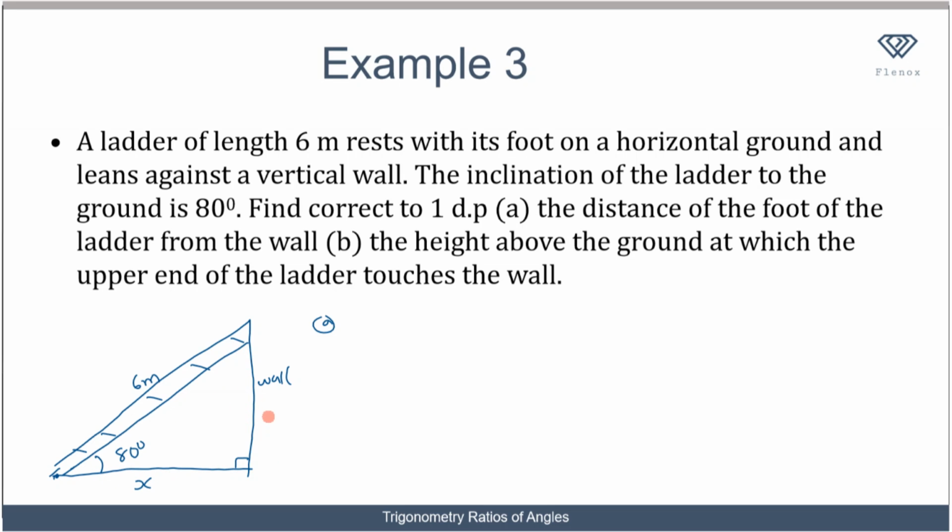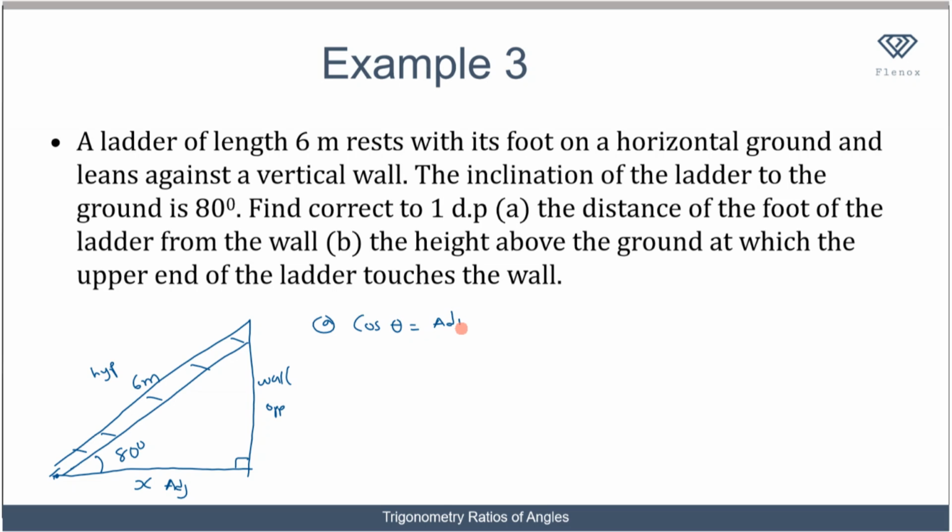If I label here, this side becomes my opposite, here becomes my adjacent, and here becomes my hypotenuse. Now what I'm trying to look for is the adjacent side of this right angle triangle. I ask myself, what relationship relates the adjacent side of a triangle to the hypotenuse? And I'll see that is cos.